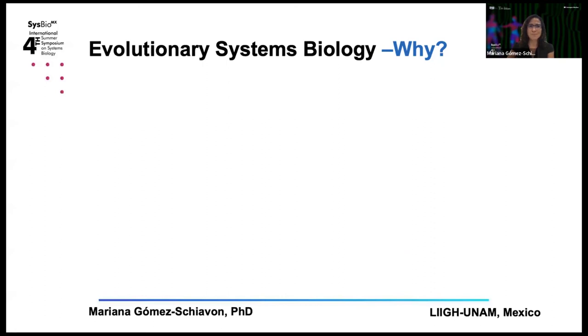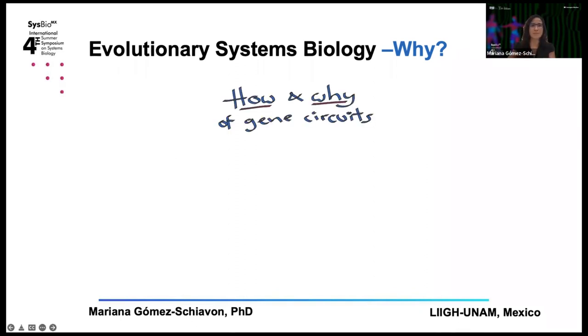So this vision lies within the field of evolutionary systems biology that, as its name suggests, aims to approach the systems biology general questions with an evolutionary perspective. Of course, this is too vague, and just systems biology for the last 20, 25 years can mean very different things to each of us. So to better explain what we understand by evolutionary systems biology, I will start by explaining why we want to take this approach in the first place.